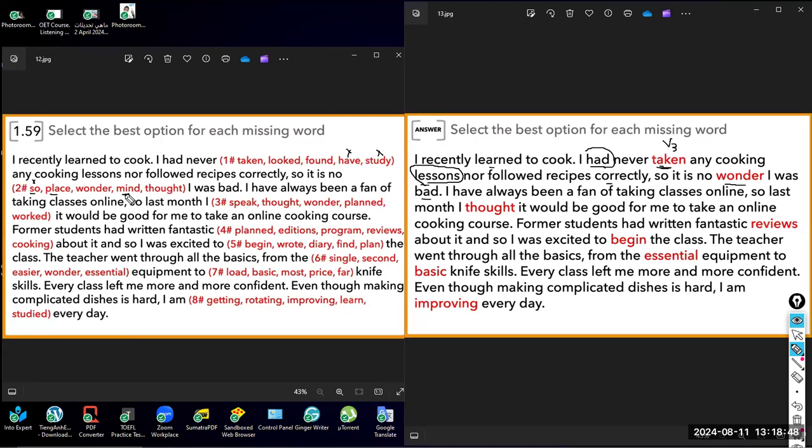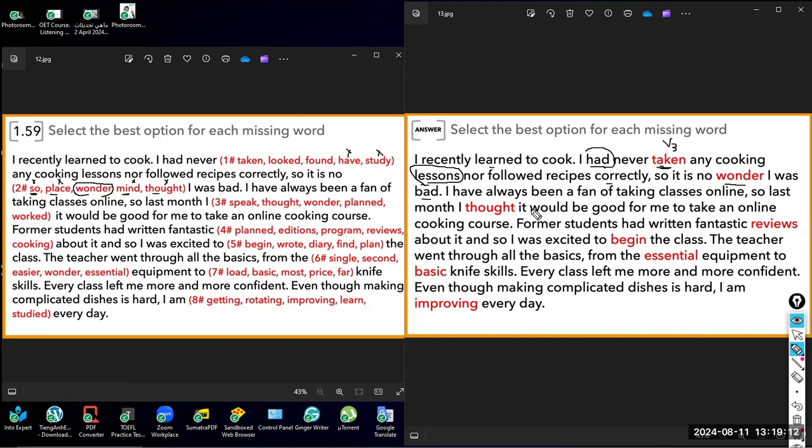And even with thought, I cannot say it like this. So this is why it's not thought, it's not "it is no mind." And even a place, I'm not talking about places, or even so, because I cannot say "it is no so," it's something wrong. So I have to say, it is no wonder. So it is no wonder I was bad.